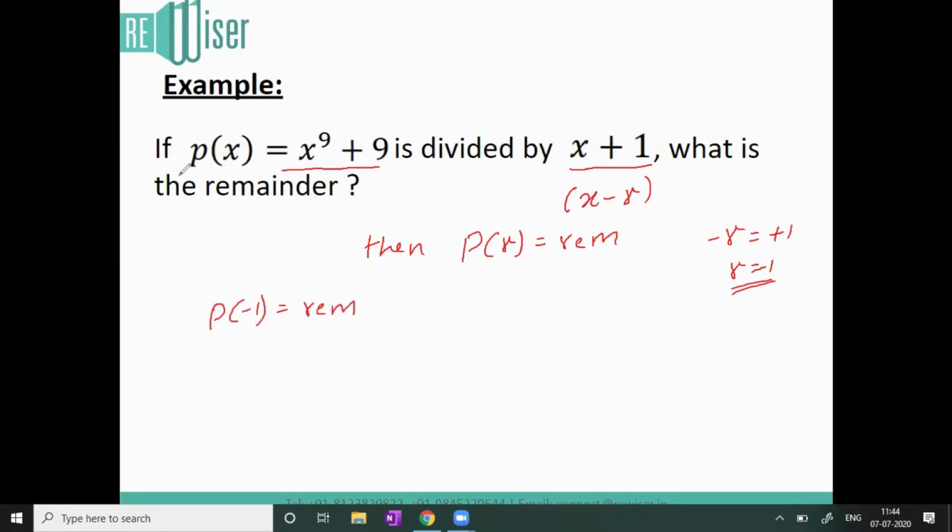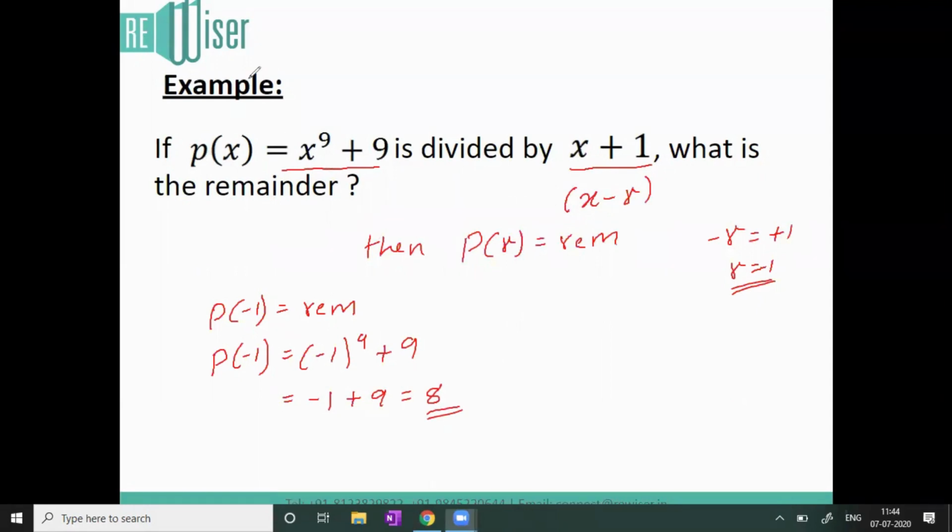In this case, p of x is given. So what will be p of minus 1? In place of x, I have to replace with minus 1. So that is going to be minus 1 whole power 9 plus 9. Minus 1 to the power of any odd number will result in minus 1 itself, plus 9, which is nothing but 8. So 8 is my remainder whenever I divide this polynomial by x plus 1. That's how I do it.